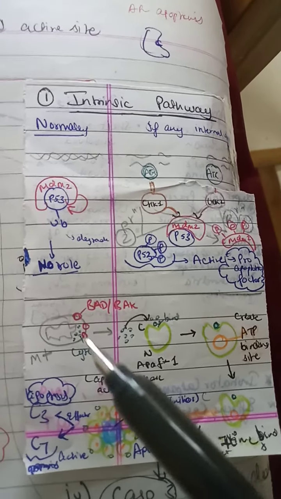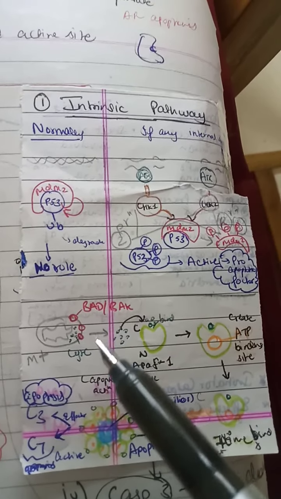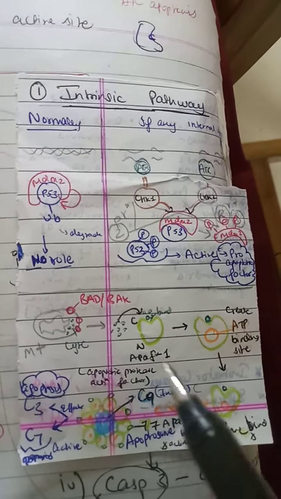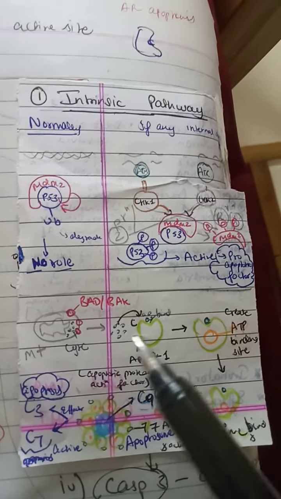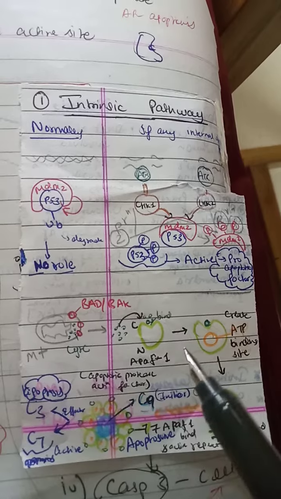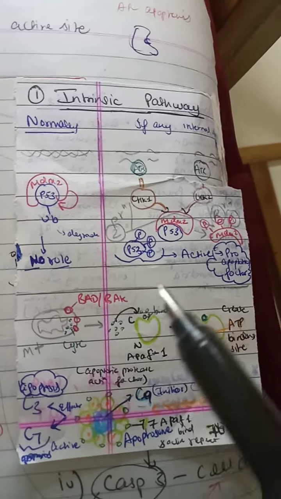How? Same as we saw in extrinsic, they activate Bad and Bak. Okay, and what they do is create a small pore in the mitochondria, and cytochrome C comes outside. Here one more thing happens. The cytochrome C binds to APAF1 at the C terminal. There are two terminals, C and N terminal.